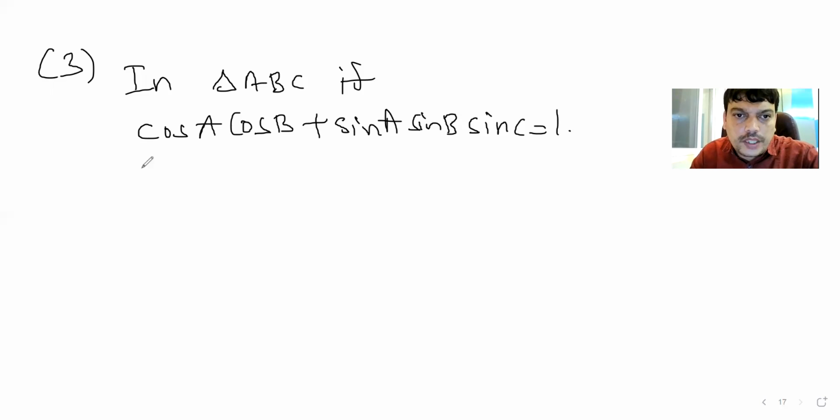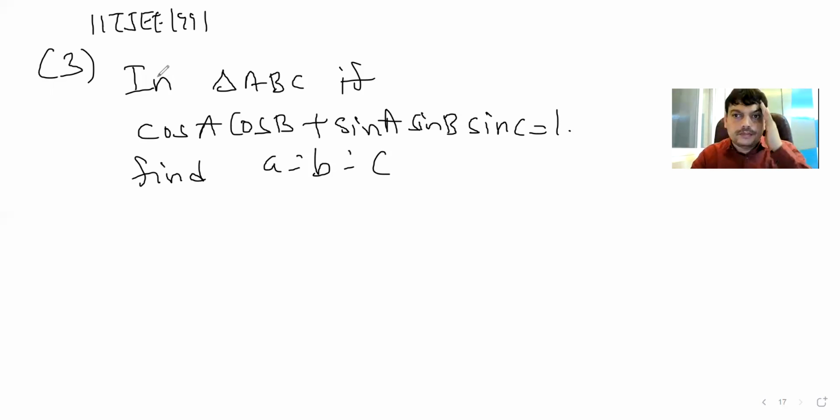You need to find out the ratio of the sides. A is to B is to C. So this question was also given in IIT JEE 1991 based on sine rule again. So let's discuss this problem. Now you can see that there is only one equation, but there are three unknowns ABC. So we'll see how to find that.